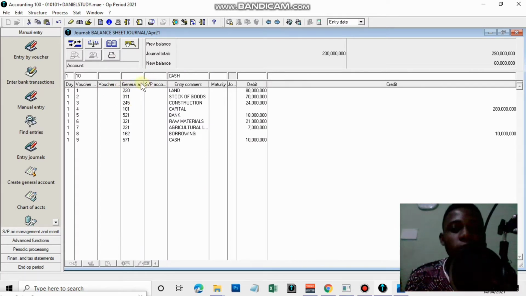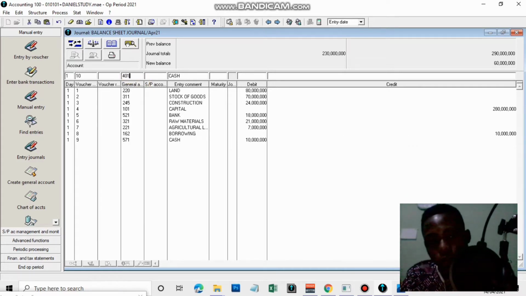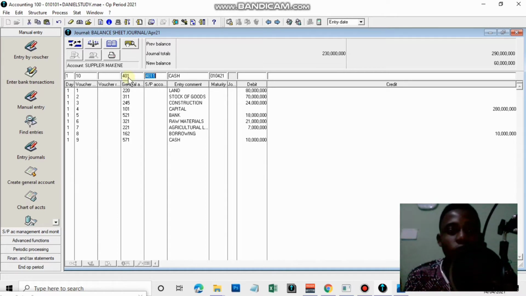At the level of the general account, since it's a supplier, what is the general account for suppliers? First of all, what is the family account for suppliers? That's what you put at the general account. The family account for suppliers is 401. I'm going to write here 401. Now when I press the tab key, it's going to ask me for the SP account for the listing of the supplier. Here it has directly put supplier McKinney because he is the first supplier, and this account number corresponds to his listing, to his account.